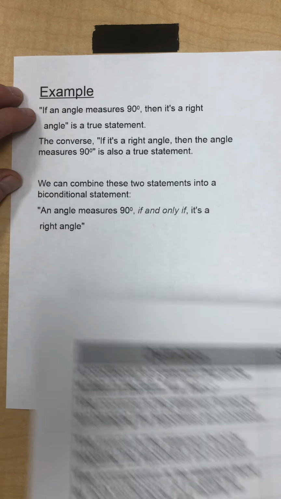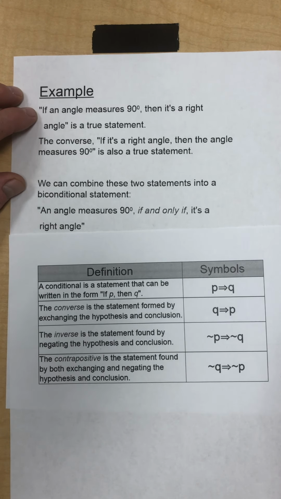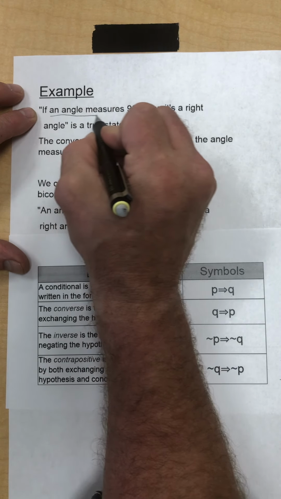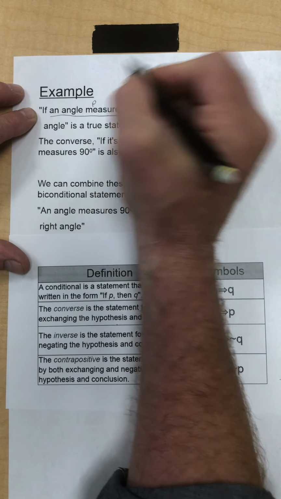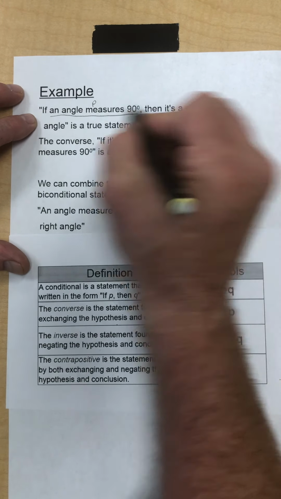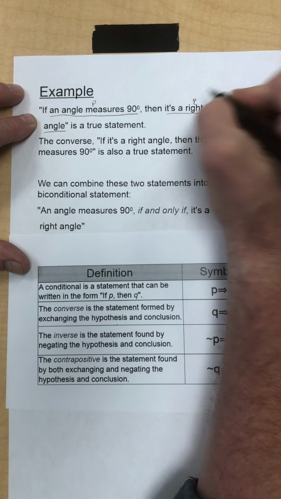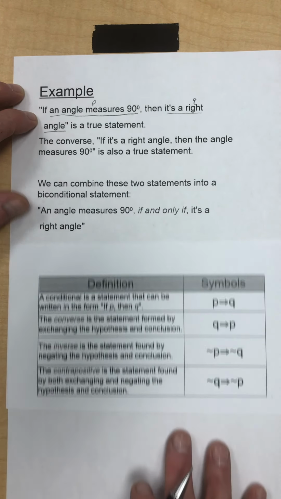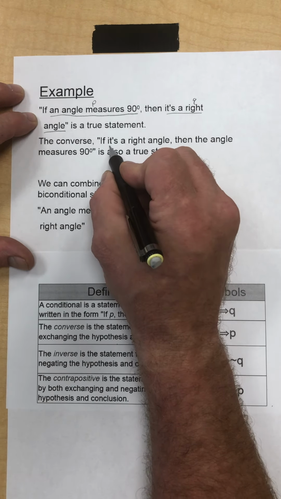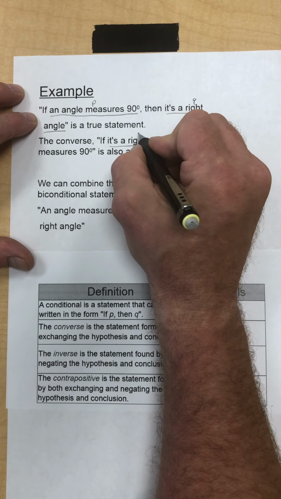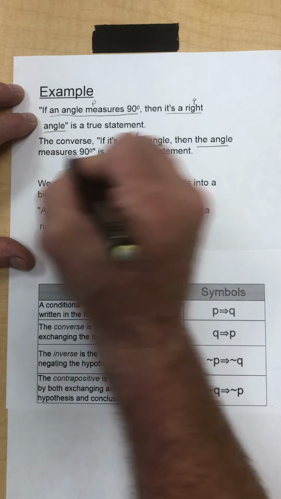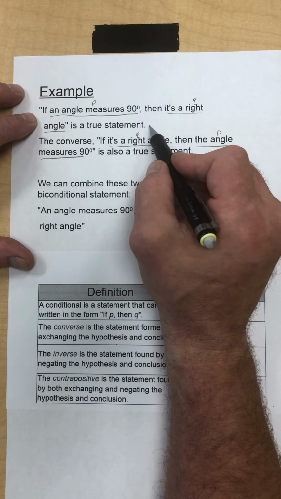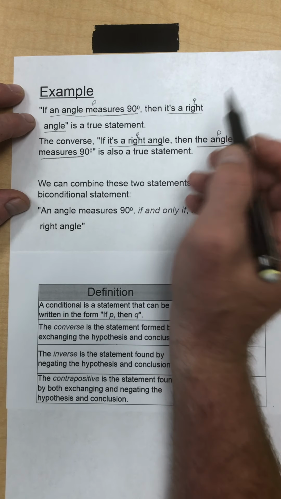Let's suppose we start here. If an angle measures 90 degrees, then it's a right angle. So if an angle measures 90 degrees, this would be my P, then it's a right angle, that would be my Q. Now the converse, remember, means that we just switch. We don't negate, we just switch it. And I say if it's a right angle, notice the Q comes first, then the angle measures 90 degrees, and notice the P comes second. So if P, then Q; if Q, then P.